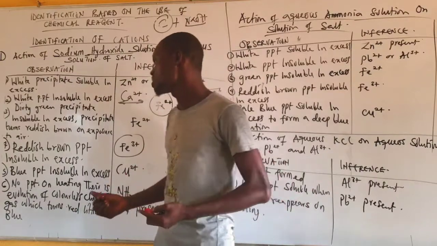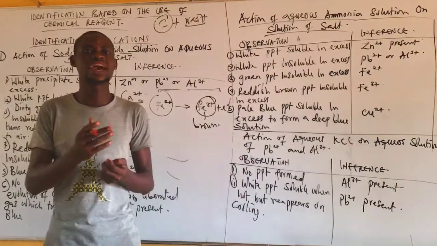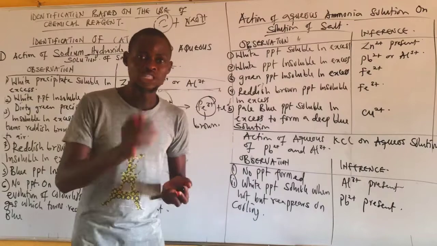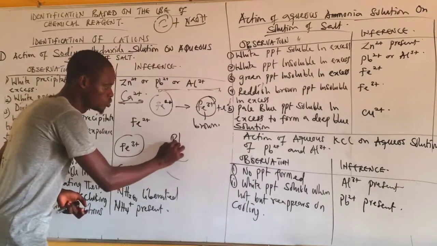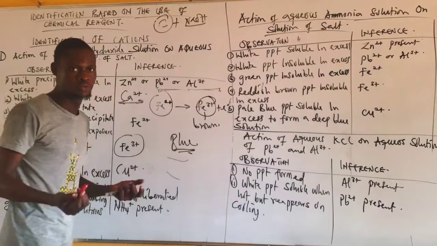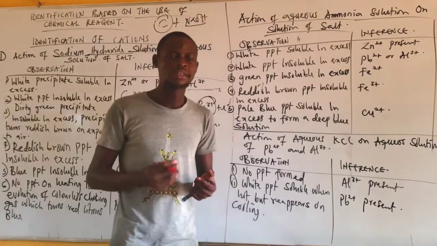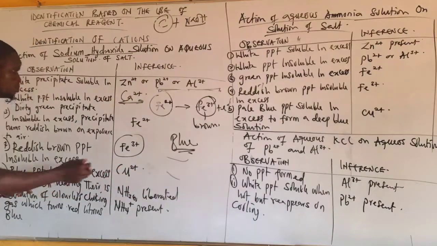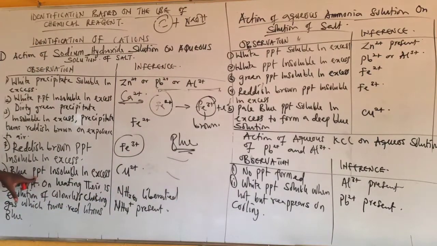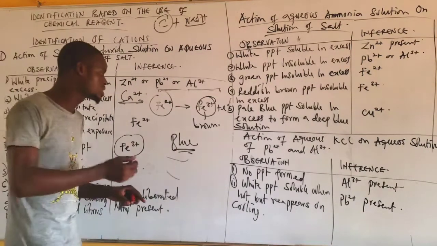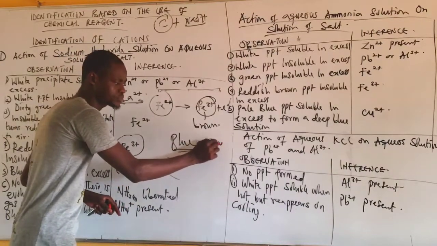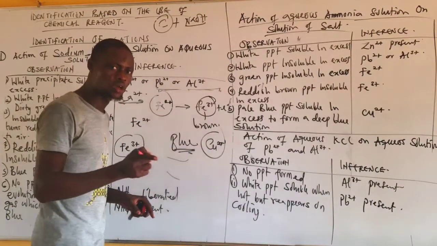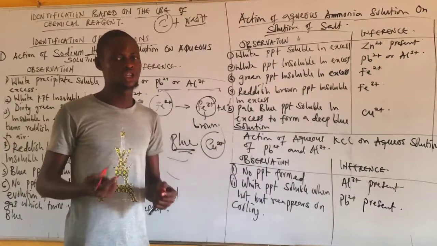The next one is now copper. You can easily identify copper with its color. Copper is always blue. Altogether, that is copper. Now, when you pour the solution inside there and you are seeing a blue PPT, don't forget, copper is also insoluble. So, a blue PPT which is insoluble in SS shows the presence of copper 2 ion. Because of its own color, it shows the presence of copper 2 ion. That is one.